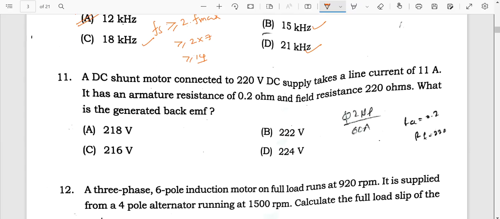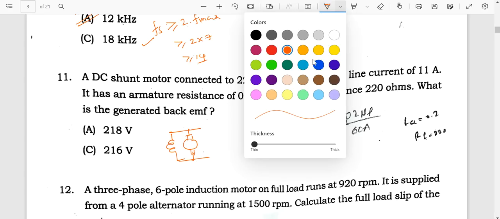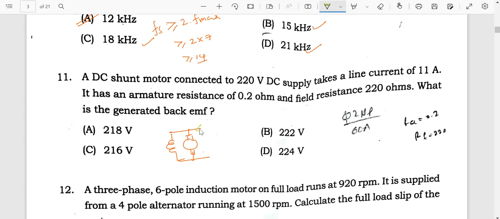Now here is a very simple question from DC machines. A DC shunt motor is connected to, a DC shunt motor is there. Let me take the armature. Now one DC shunt motor is there.